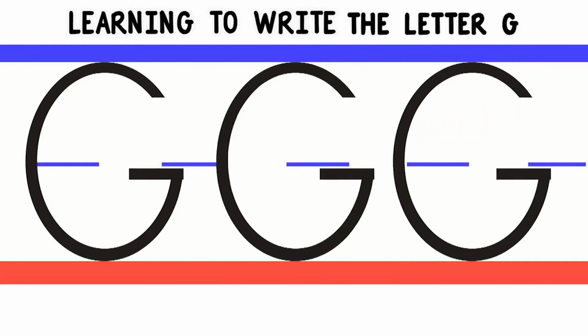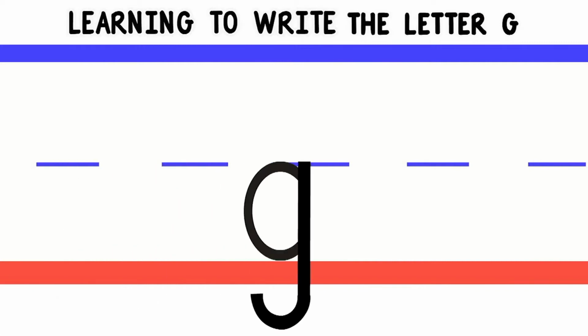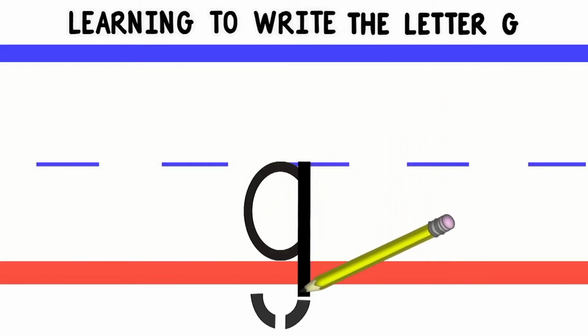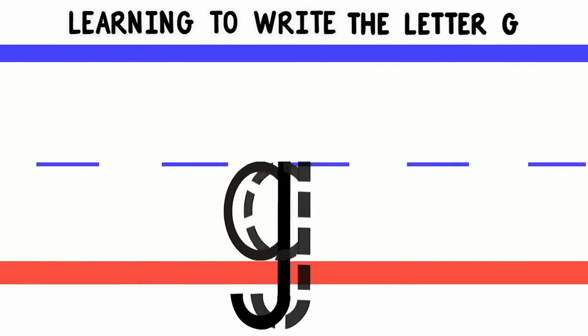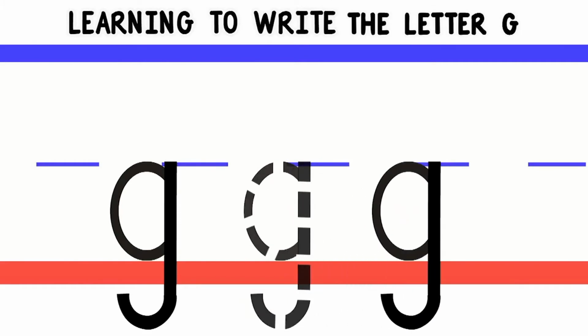Good job! Now let's move to lowercase or little g. To write little g, we'll start in the middle and do a curved line. Then we'll do a straight line down and curve it at the bottom. Let's do that again. Good job! Now you try.